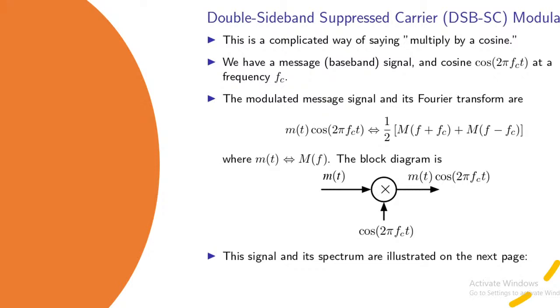Now if I draw a block diagram, you will have a multiplier or a mixer, they are the same thing. The circle with a cross within it signifies a multiplier or a mixer. There are two inputs to this circle. One is m(t), the other is cos 2 pi fc t, and the output of the mixer is m(t) cos 2 pi fc t. So this is the block diagram of generating DSBSC. On the next page, we will see an example of the signal and its spectrum.